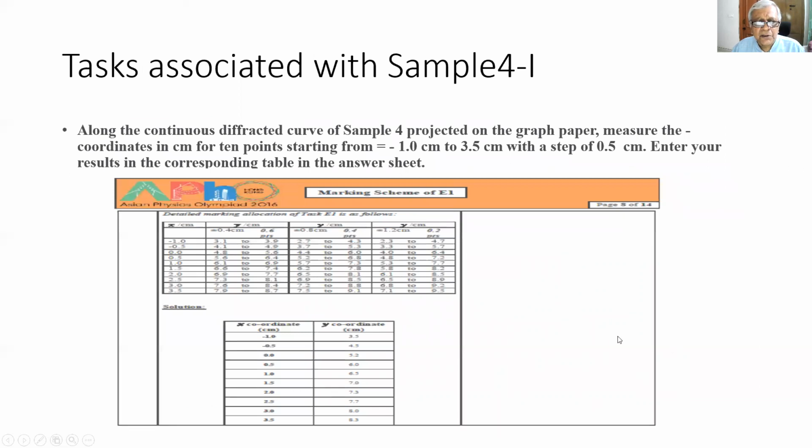So what you do is along the continuous diffracted graph projected on the graph paper, measure the coordinates in centimeters for 10 points starting from -1 centimeters to 35. Enter your results in the corresponding table. And this is done out here. You can see there's a range of values, and from there you can sit down and make this table.